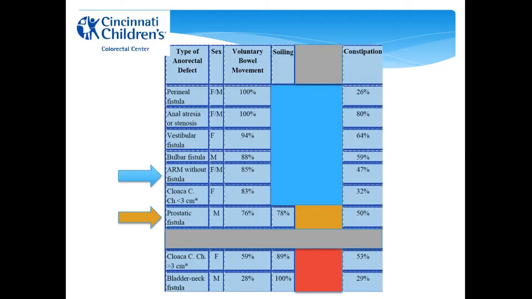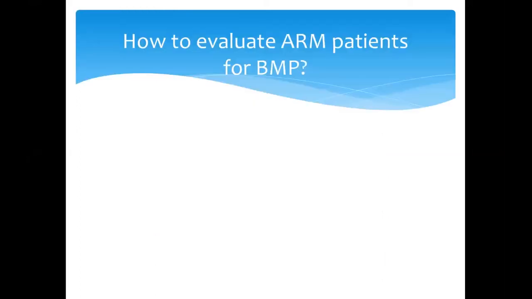And the group I highlight in yellow, this is a very interesting one, the prostatic fistula. Prostatic fistula patients are in the middle between both groups. They are 50%. They can present with constipation, and probably they are higher toward soiling, which is 70%, and they might come with fecal incontinence. And I can tell you from my experience, they are the most difficult group to deal with in bowel management. Next slide.